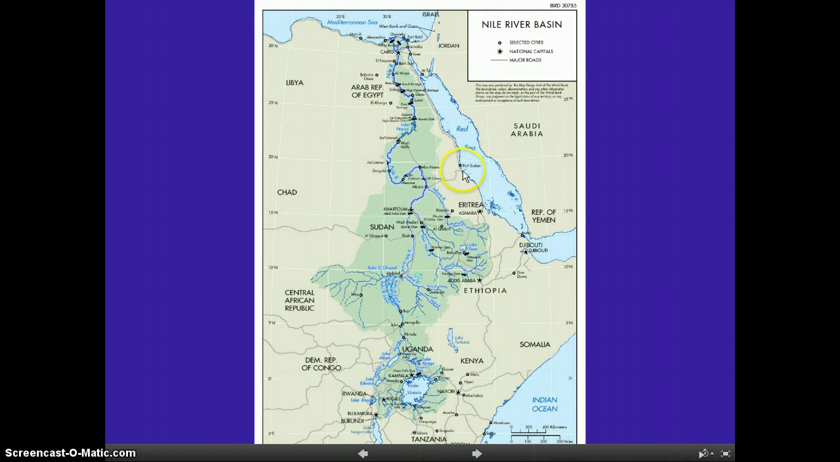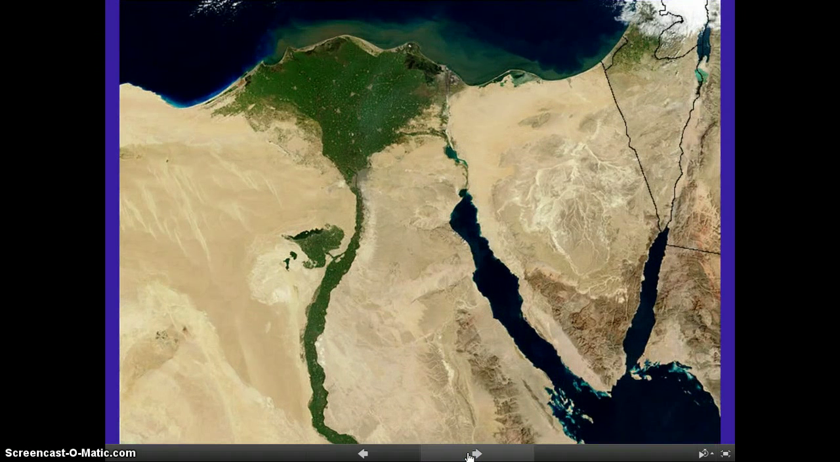You can see the Nile River. It starts down here in Uganda and Tanzania around Lake Victoria, and actually flows north. When you look at it, you might think that it flows from here to here, but it actually flows from here to here, flowing through these countries, through Sudan, and then the majority of it flows through the country of Egypt here. This is a satellite photo of the Nile River, and you can see that vegetation along the river that I was telling you about, and then outside of that it's nothing but desert.